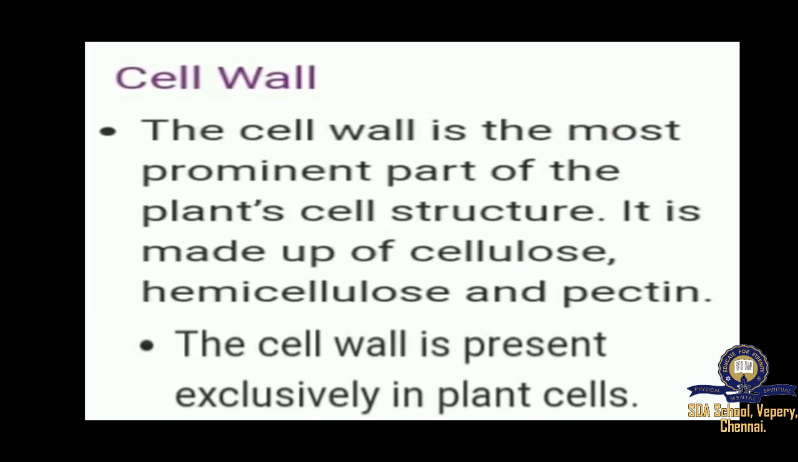The cell wall is present exclusively in plant cells. It protects the plasma membrane and other cellular components. The cell wall is also the outermost layer of plant cells. It is a rigid and stiff structure surrounding the cell membrane. Rigid means not able to bend. It provides shape and support to the cells and protects them from mechanical shock and injuries.